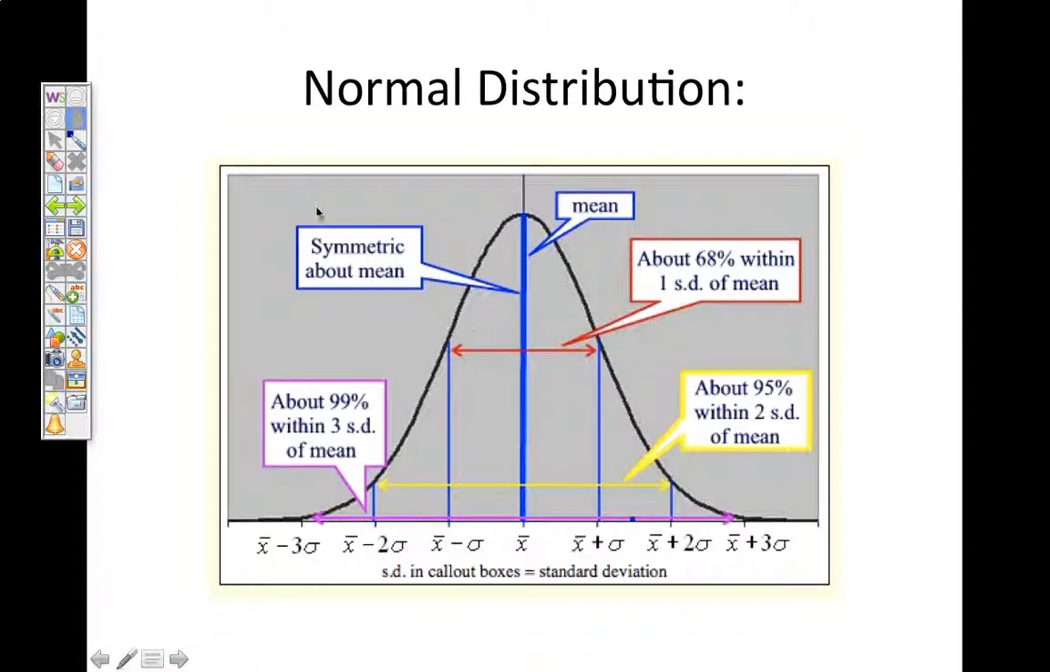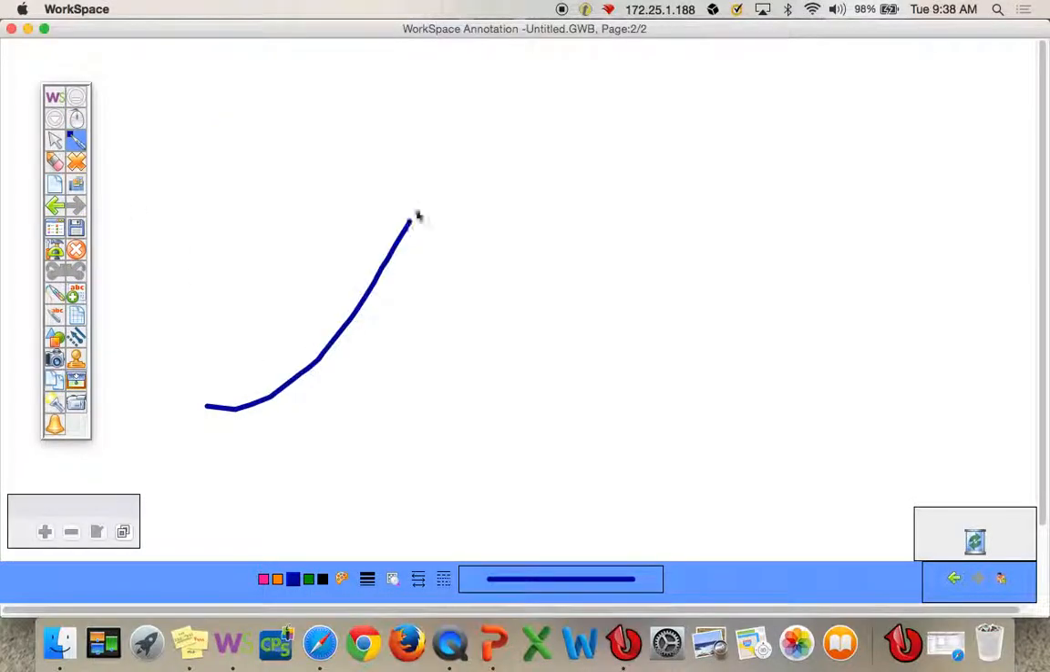All right, normal distribution. The middle is right here, and then it's separated in by standard deviations. So in class, we just made a chart right here.